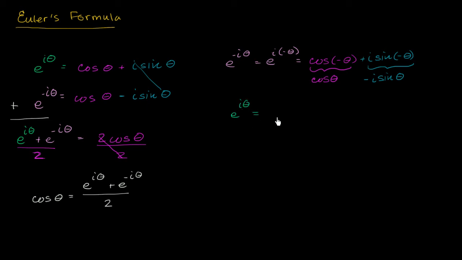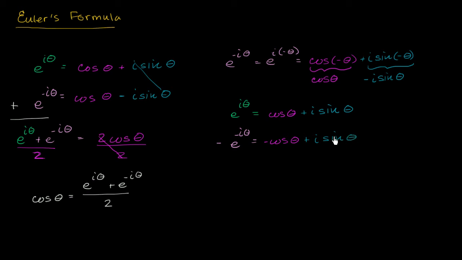e to the i theta is equal to cosine of theta plus i sine of theta. And from that, let's subtract e to the negative i theta. Well, now we're going to subtract this, so we're going to get negative cosine theta, and then we're subtracting this, so plus i sine theta.